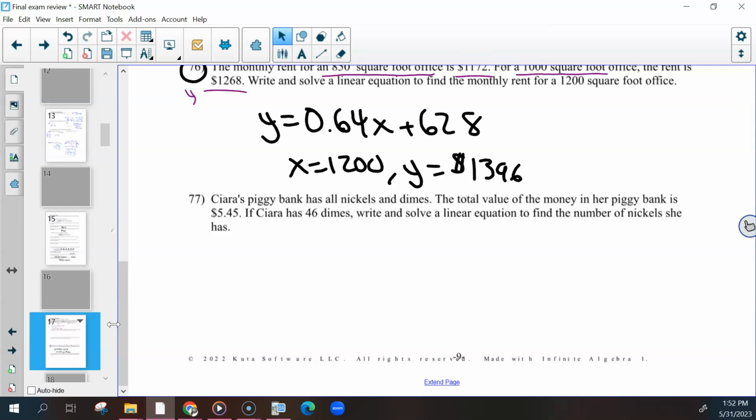Hold on to these packets. I don't have that many extras to keep handing out. What? Say that again. Oh, yes.